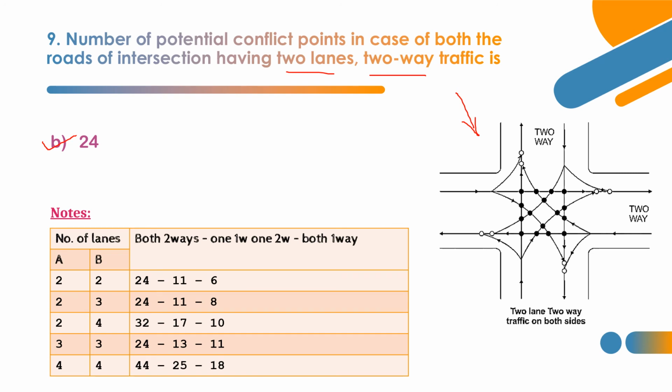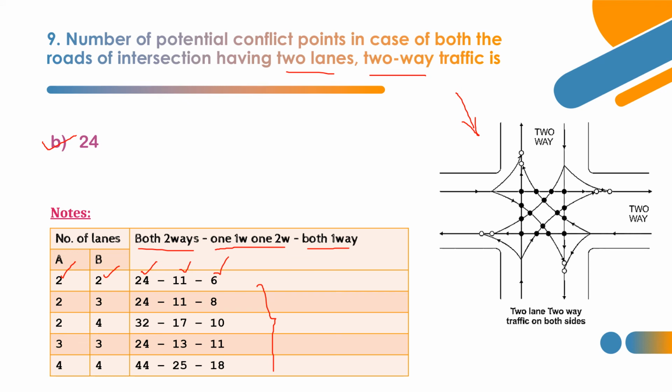So if the number of lanes of one road is 2 and another road is also 2, both two-way, then it will be 24. And if one is one-way and another one is two-way, then it will be 11. And if both are one-way, then it will be 6. Likewise, other cases have to be followed. You can draw a diagram like this to get the number of conflict points.